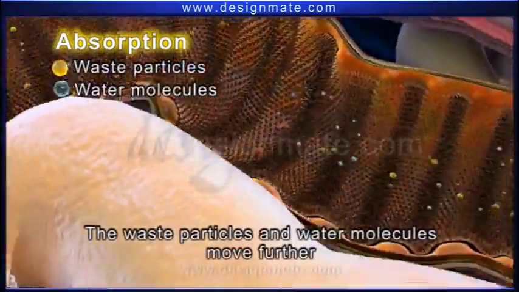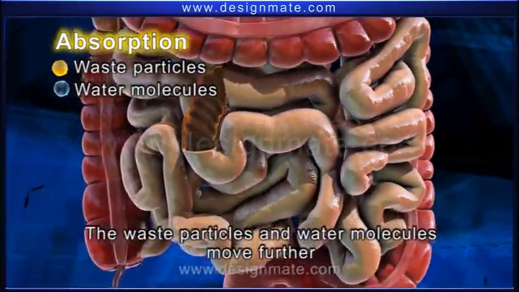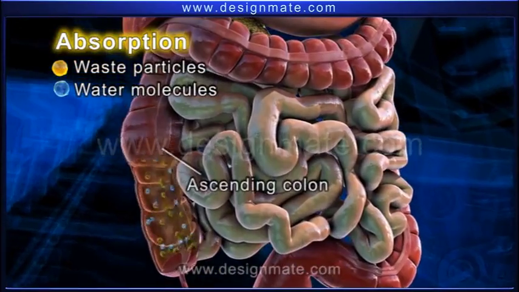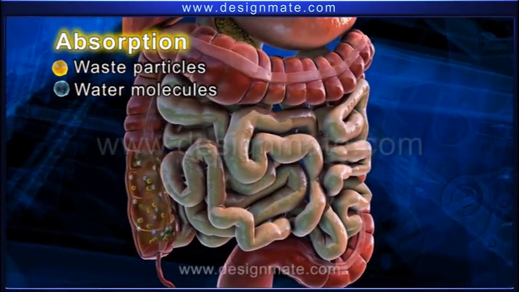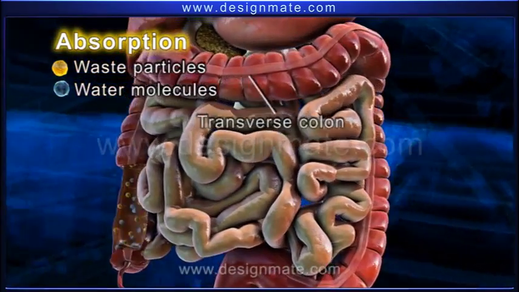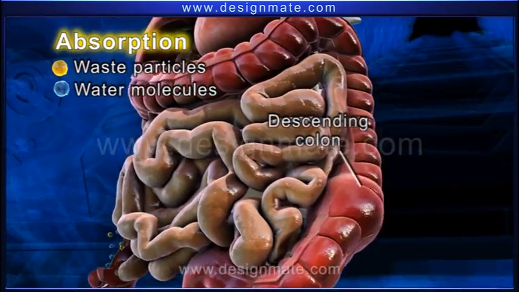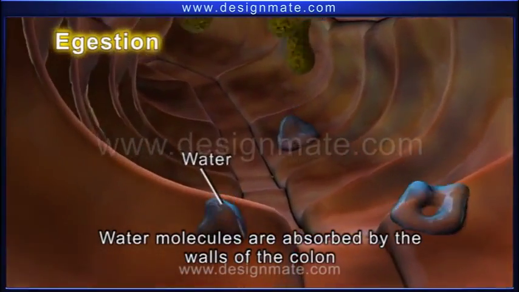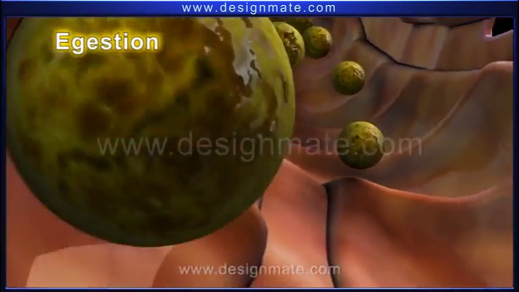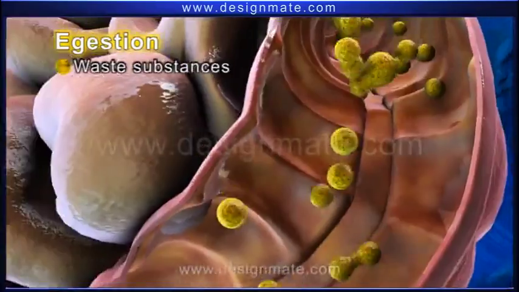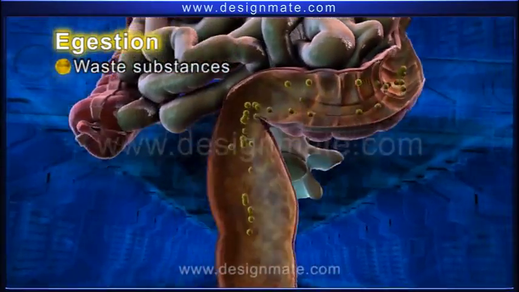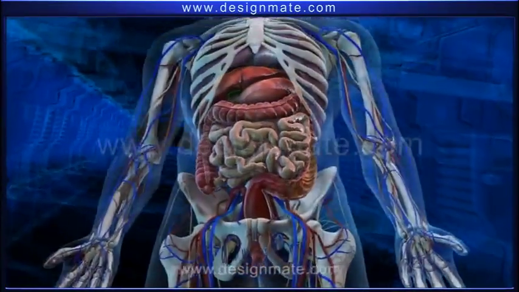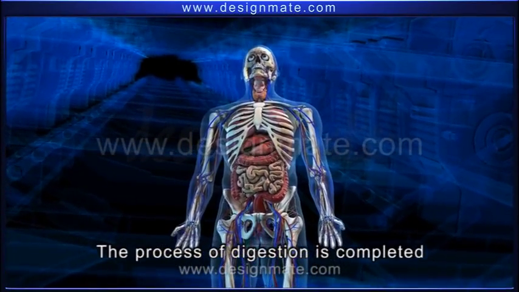The remaining unabsorbed waste particles and water molecules move further. These molecules further pass through the small intestine and finally reach the ascending colon of the large intestine. From here, it passes through the transverse colon to the descending colon. Most of the water molecules are absorbed by the walls of the colon, and the waste substances are collected in the lowermost part of the colon, known as the rectum. From where the waste substances are excreted out. Thus, the process of digestion is completed.